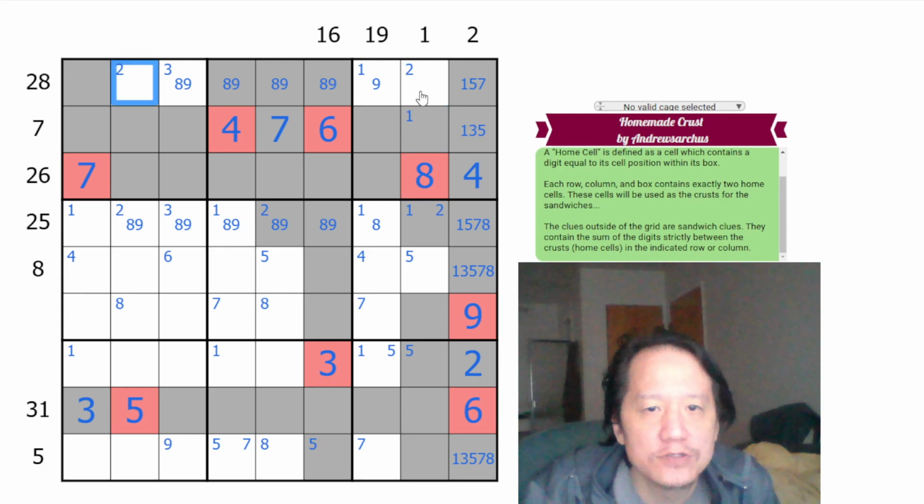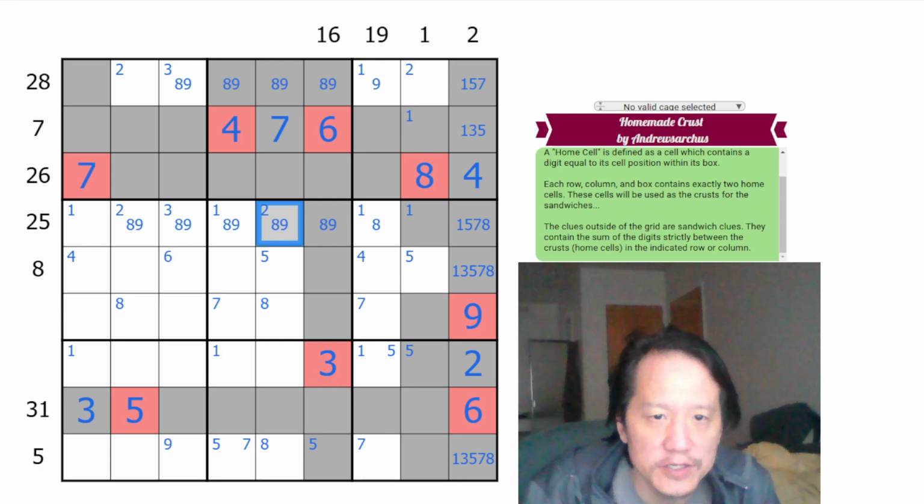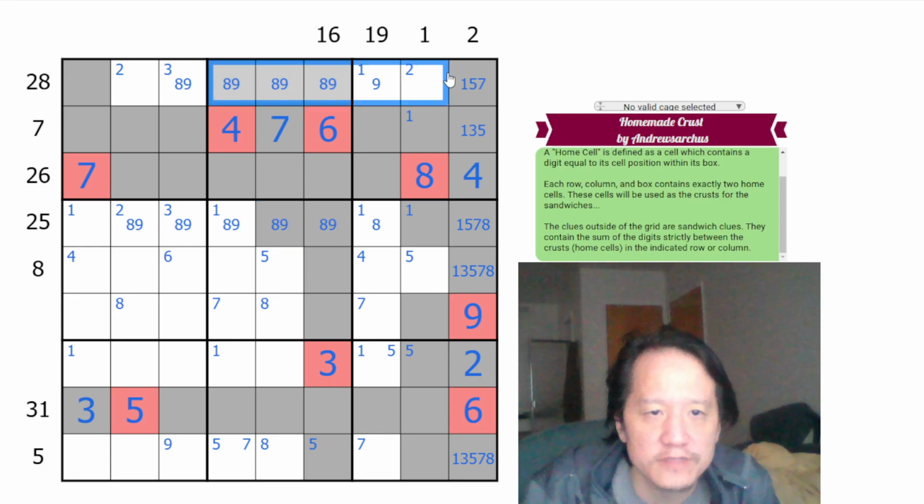So this is 2, or that's 2. This can't be a home cell, so let's delete the 1 and 2 from there. Oh, the 1 could be there. This can't be a home cell. Why can't it be a home cell? Oh yeah, because of the same logic as this row.